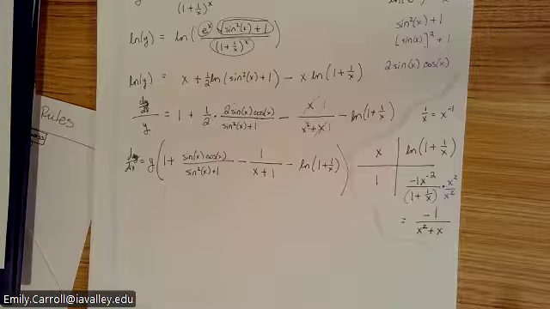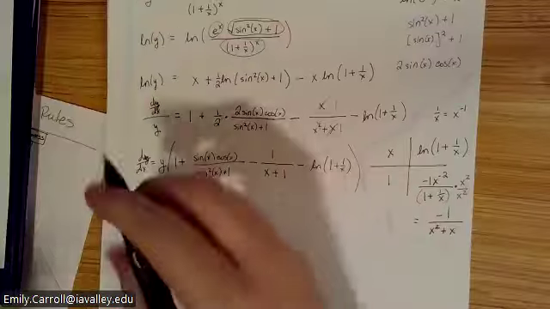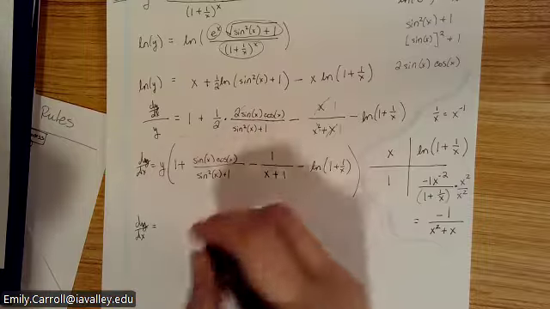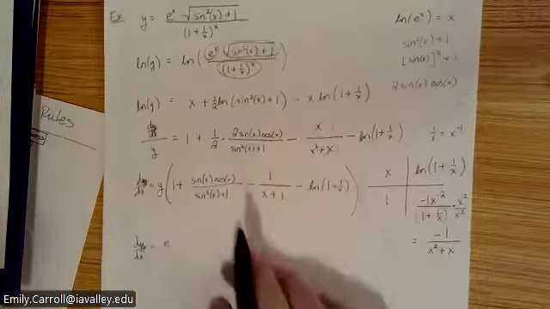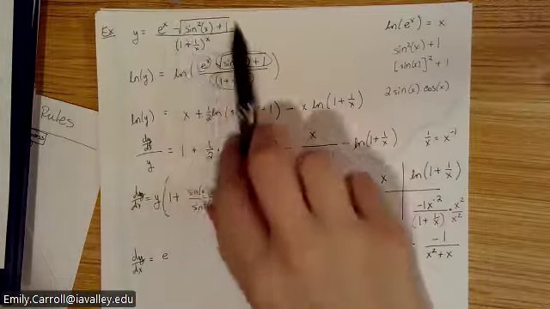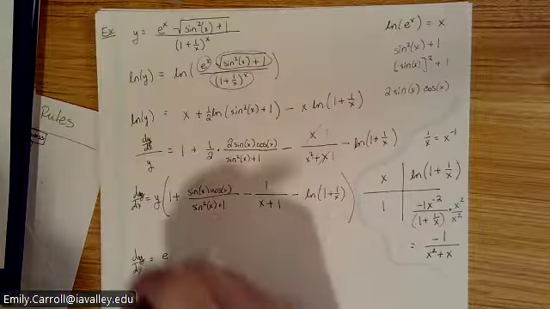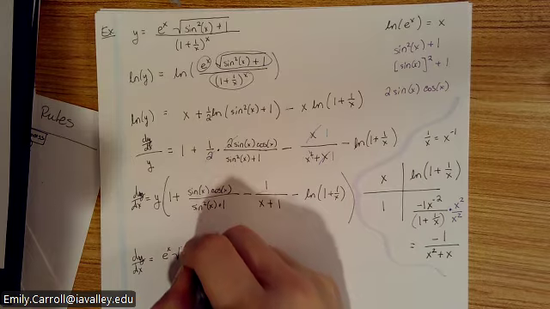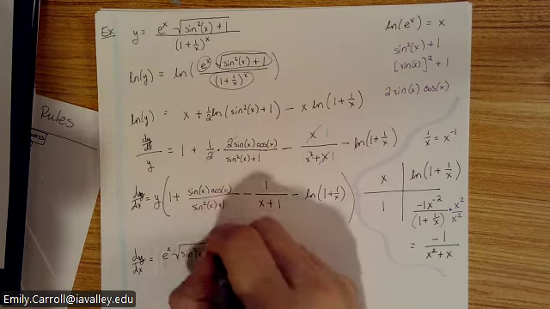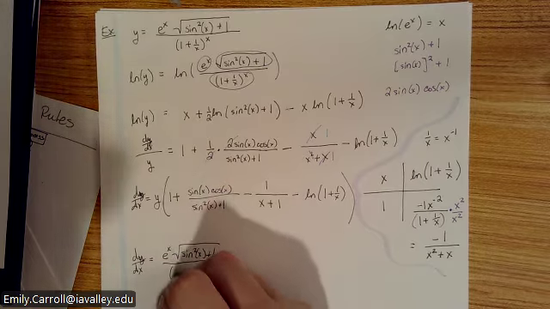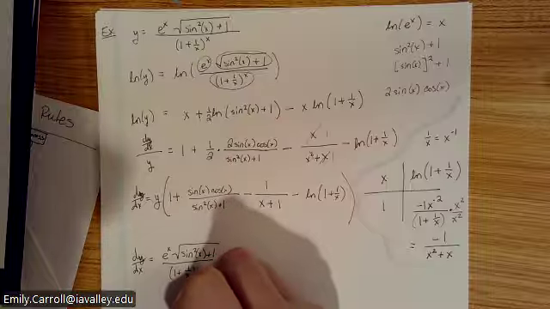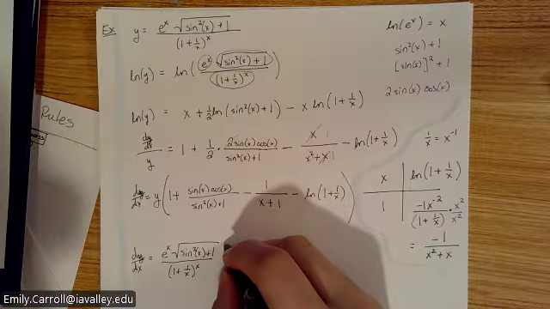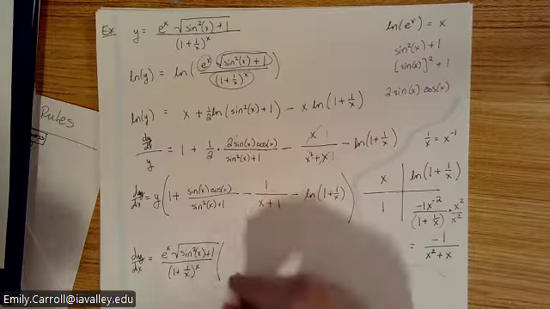Okay, last step is to put the y back. So dy/dx equals recopying the original equation, the original function for y, e to the x square root of sine squared plus 1 over 1 plus 1 over x to the x times all that nonsense.